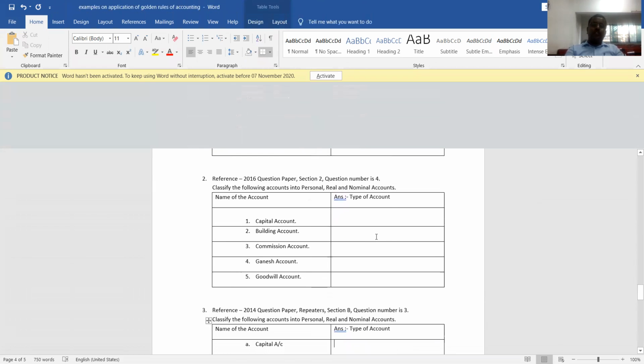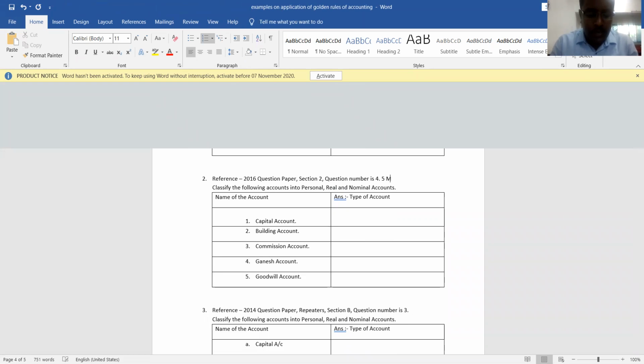This second question is also from a question paper, and it is also related to classification of accounts. What is the reference? This question is from the 2016 question paper, from section B or section 2, and the question number is 4. It also appeared for 5 marks.